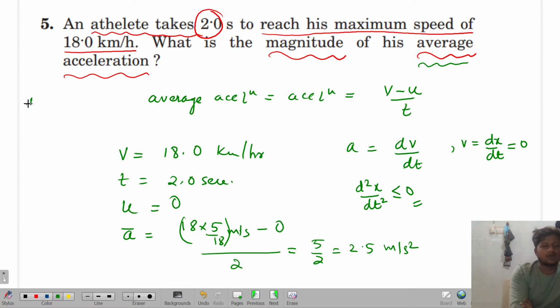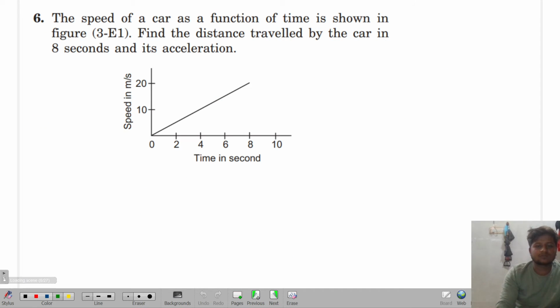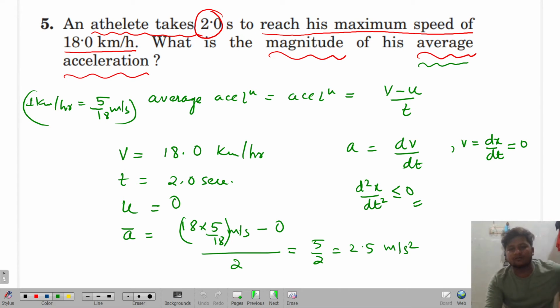Are you aware of or not? 1 kilometer per hour can be written as 5 by 18 meter per second. Remember this trick. Got it or not? Okay. Moving to next question. Question number 6. Is it okay or not, everyone? Any kind of doubt? No, na? Okay. Moving to next question.